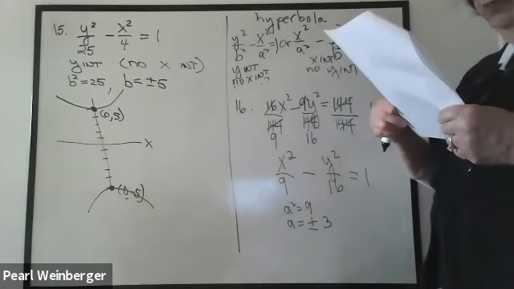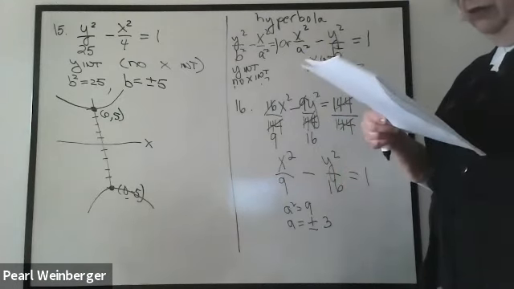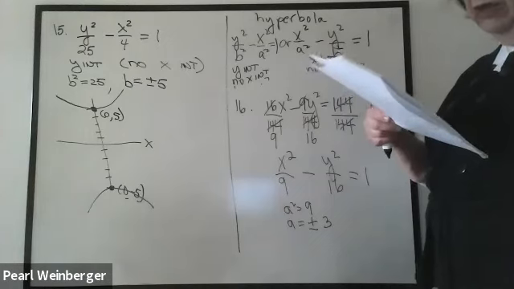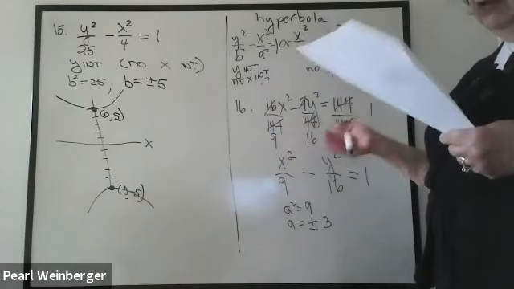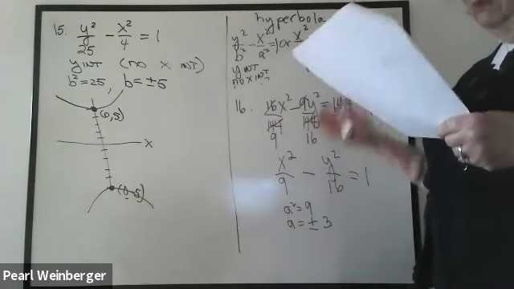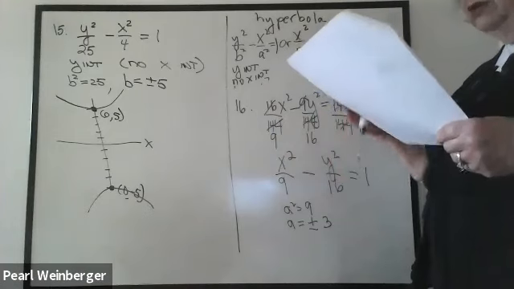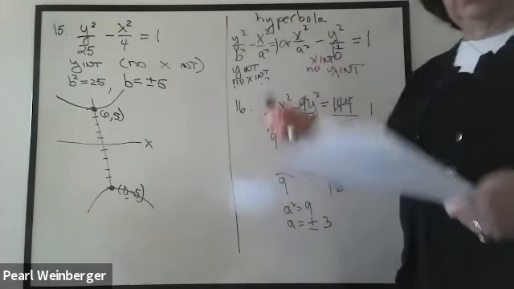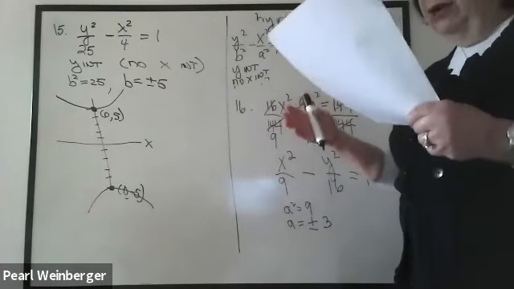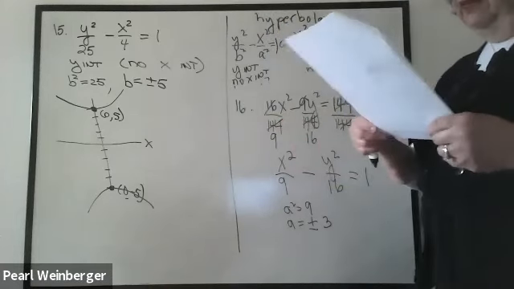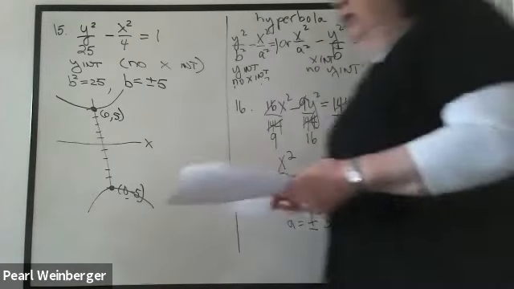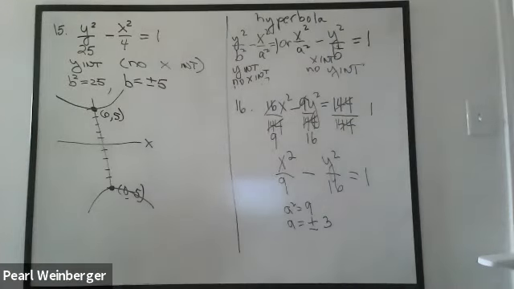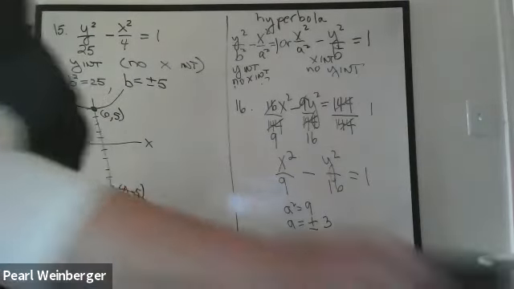And number 17 is similar, but you have to divide everything by 48. And if you divide everything by 48, you get x² over 4 minus y² over 16 equals 1. And again, the x² is the positive one, so there are x-intercepts, and they would be plus or minus 2. So that takes care of the 3 types of conic sections that we had discussed last week.